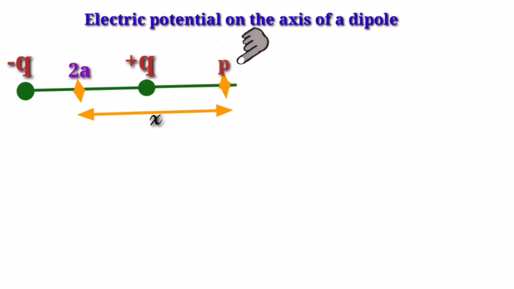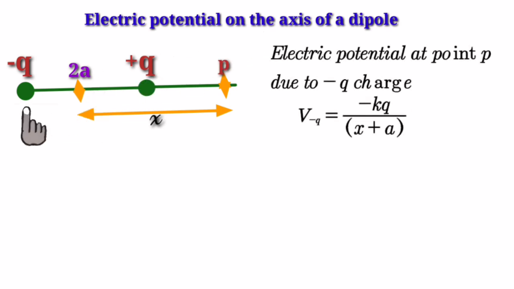Now, the potential at point P due to the charge -q is V(-q) = -kq divided by (a + x), where a + x is the distance between the charge -q and the point of observation P. Here the negative sign is used because for an isolated negative charge, the electric potential is always negative.